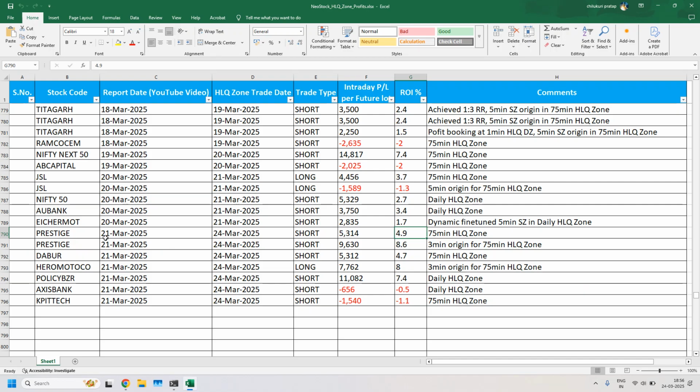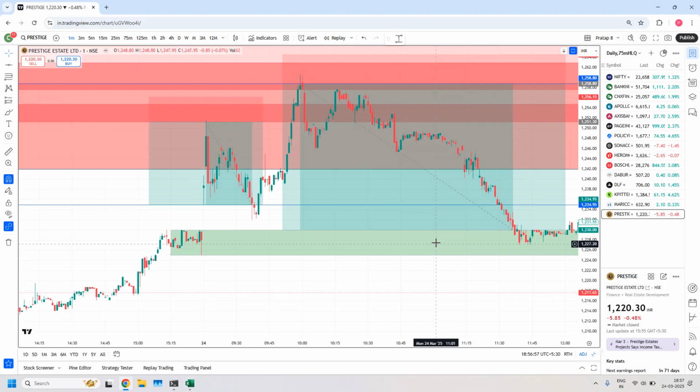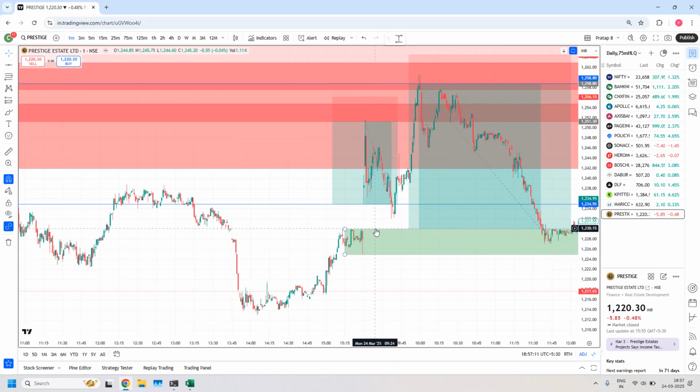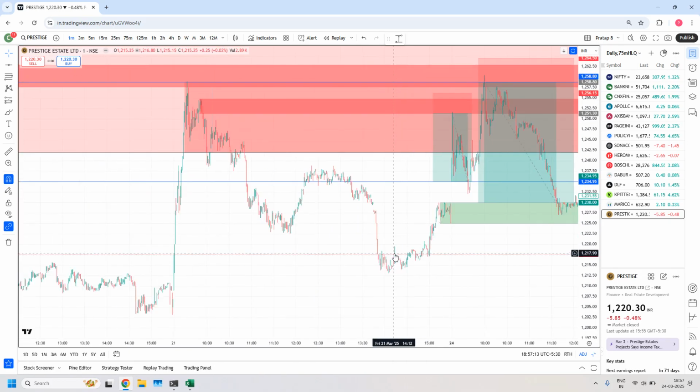So the first trade, Prestige, has given you 4.9% ROI as per one future margin cost. The second trade with 9,630 rupees profit gave you 8.6% ROI. That is still the 15 minutes target zone. The first trade is the fine-tuned 5-minute zone. The second trade is also a fine-tuned zone at the distal line, but this is the origin. The origin for this entire 15-minute zone, 3 minutes origin. Okay, this is about Prestige.